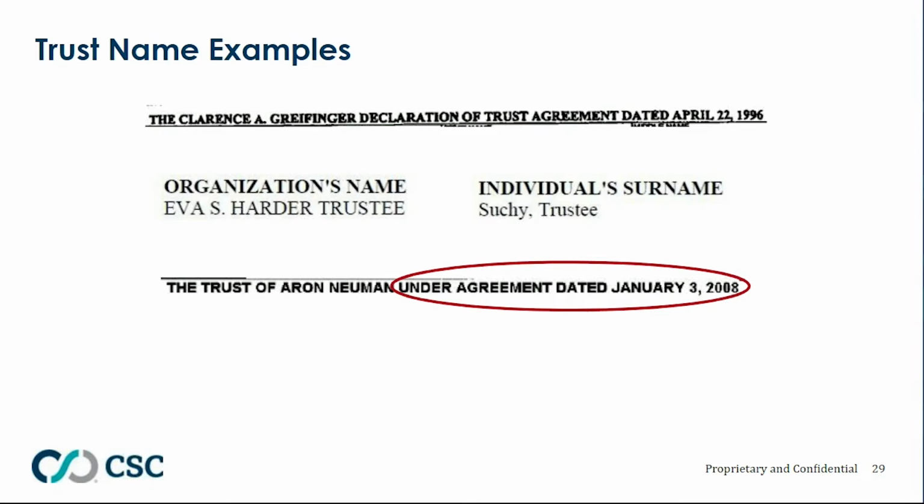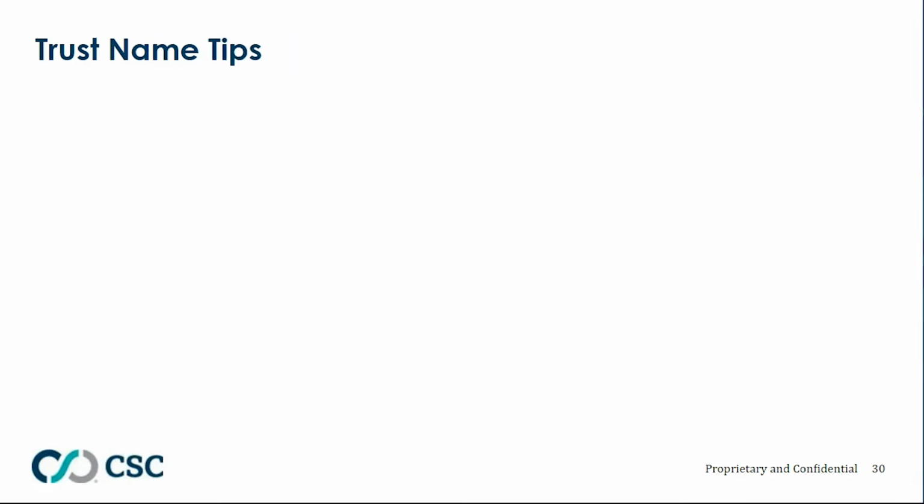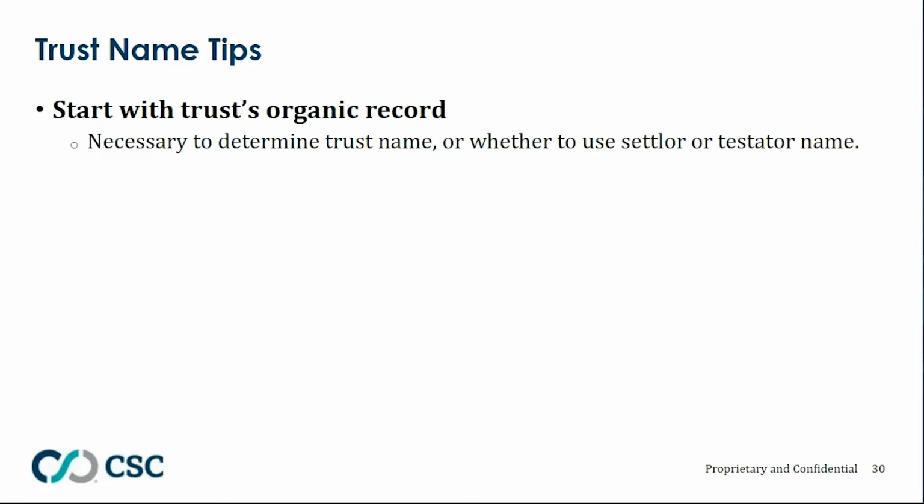And here they provided the name of the settlor, but they included capacity and descriptive information, and as a result, even if somebody searched Joe Techie Inc., they wouldn't be sufficient. They wouldn't find it. So it's not the name of the debtor, and it won't turn up on the 9506C search. So when providing a trust-related debtor name, unless it's a registered organization, it's always necessary to start with the trust's organic record to determine the correct name or whether it even has a name. If it doesn't have a name specified, then it must use the name of the settlor or testator.